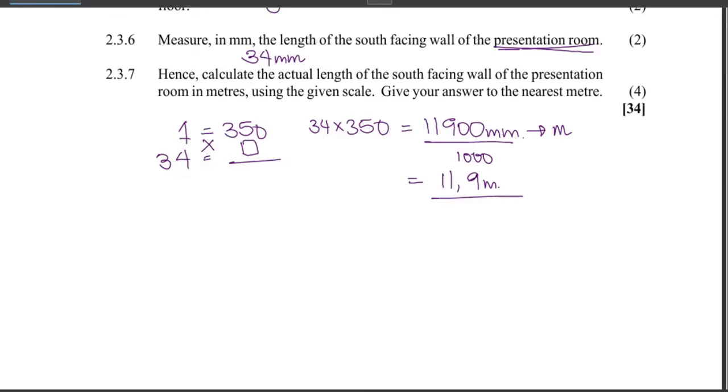They said, let me see, give your answer to the nearest meter. That means you need to round off, which gives you 12 meters. Okay.